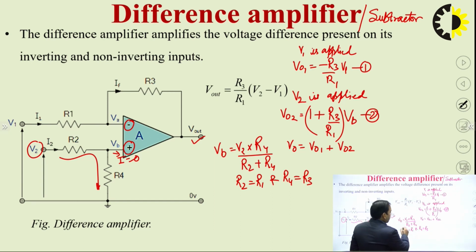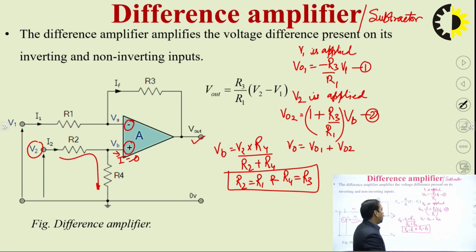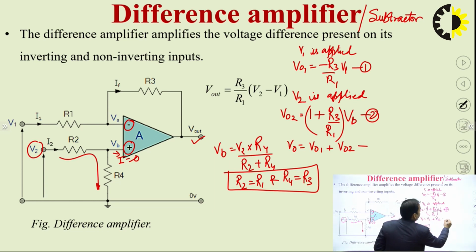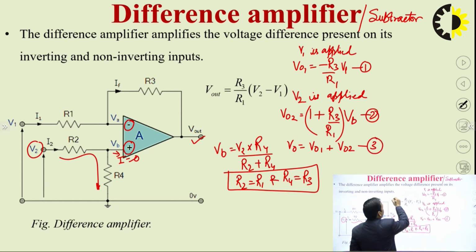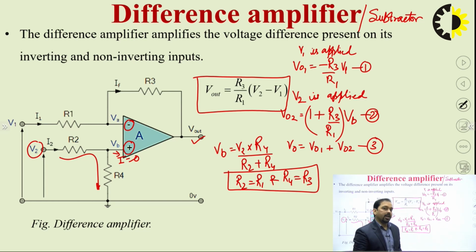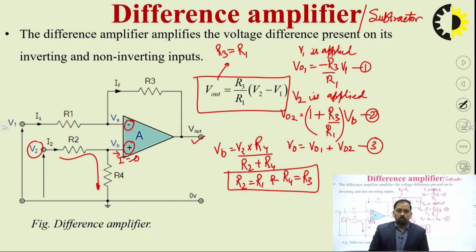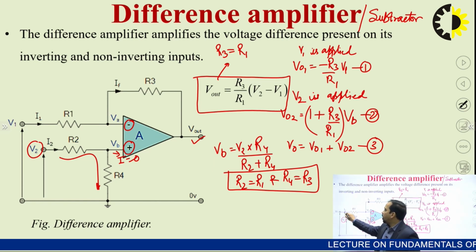If we put R2 equal to R1 and R4 equal to R3 in this expression, let's say equation number 3, then we are able to achieve V0 equals R3 by R1 times V2 minus V1. And if we put a further approximation, let's say R3 equals R1, then we have V0 equals V2 minus V1. So we are getting an output expression which is the difference of two voltages, V2 and V1.